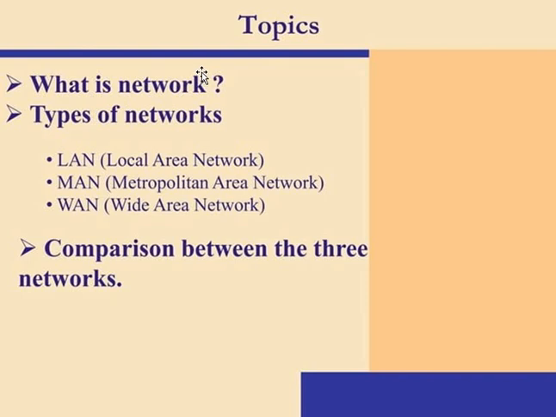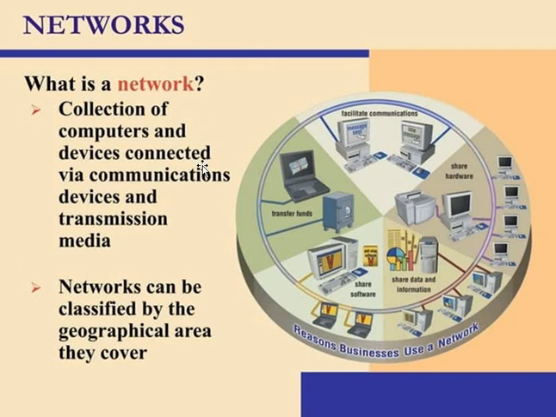Today's topics are: what is a network, what the different types of networks are, and a comparison between the three different types of networks. What is a network? A network is a collection of computers and devices connected via communications devices and transmission media. Networks can be classified by the geographical area they cover.